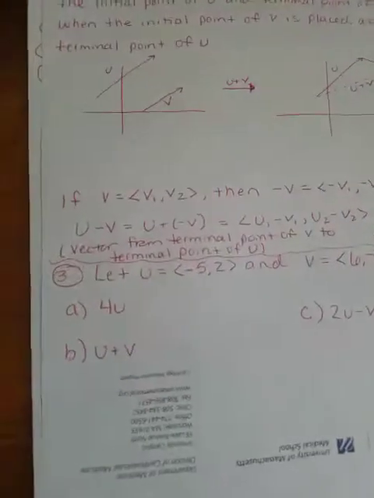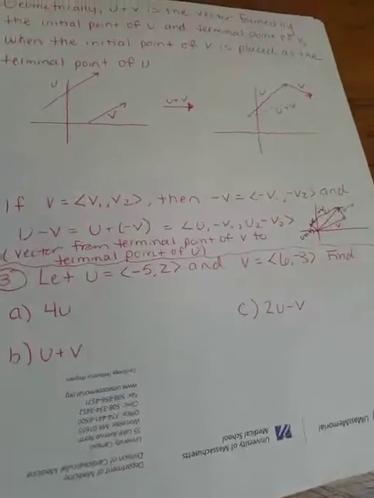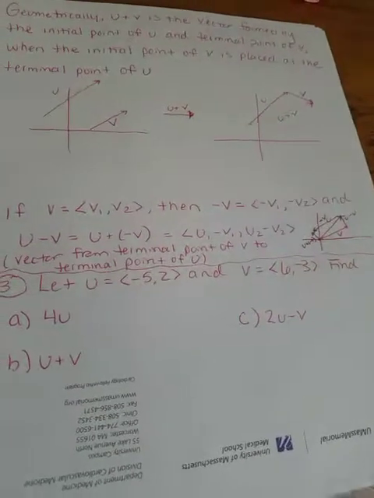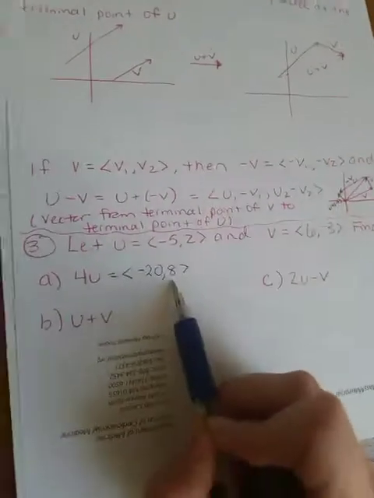All right, example 3, using these properties. So those are your two vectors, u and v. We want you to find 4 times u. So that's really just as easy as multiplying vector u, the two pieces, by 4. So you're going to get negative 20 and 8, because you're doing negative 5 times 4 and 2 times 4. And that's your answer.